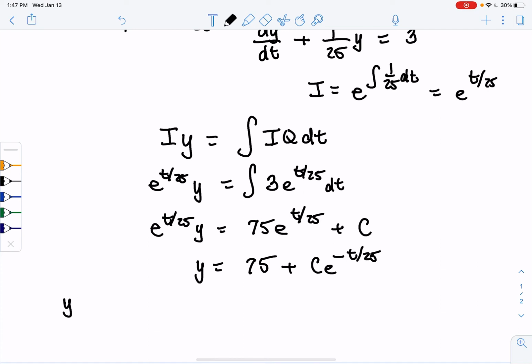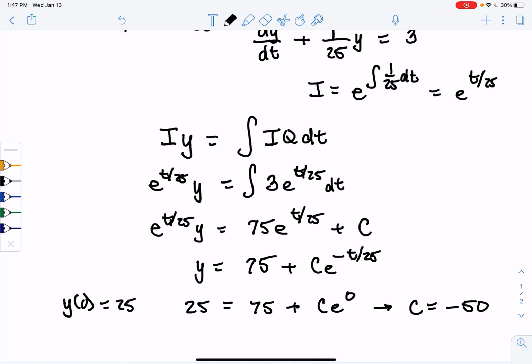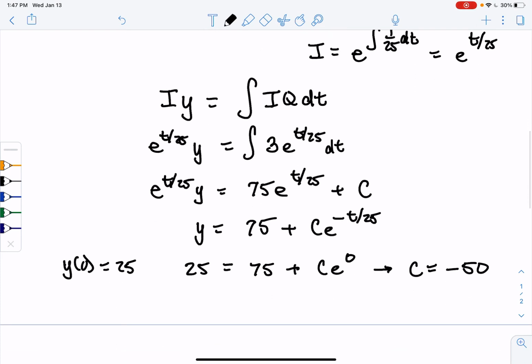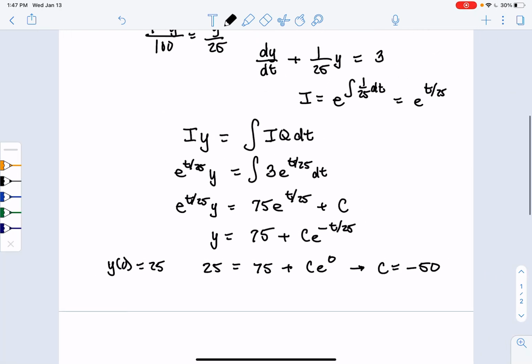Now we know that y(0) is 25. So that means 25 goes in for y when 0 goes in for t. So we have c is equal to negative 50, it looks like. Yep, that makes sense. Okay. So that means we have y is equal to 75 minus 50 e to the negative t over 25.